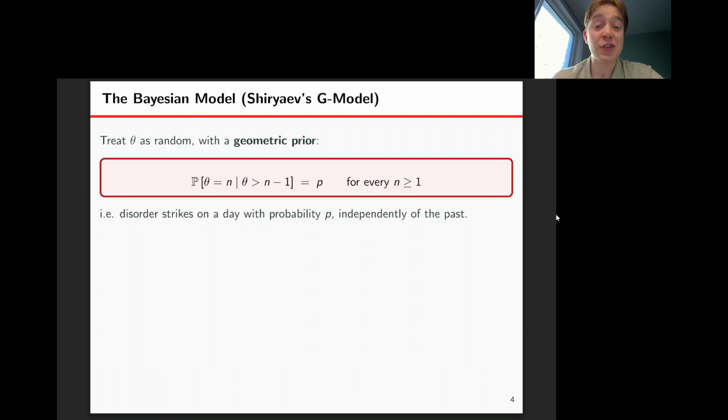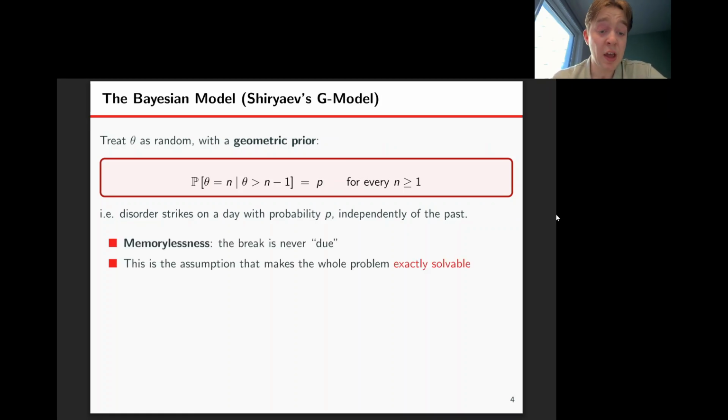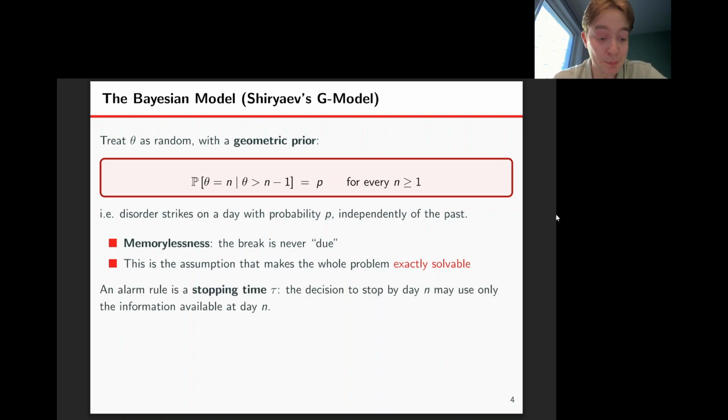Now, Shiryaev introduces his G model, or the Bayesian model, which treats the disorder time theta as random with a geometric prior. Another way of saying this is that the disorder strikes on a day with probability p, independent of the past days. There are a couple of benefits to this. The first is that the disorder time is memoryless, right? The break is never due, we're never expecting it. And this assumption, we'll see later, actually makes the problem exactly solvable. Without this, we have to go through a lot more difficulty and obstacles.